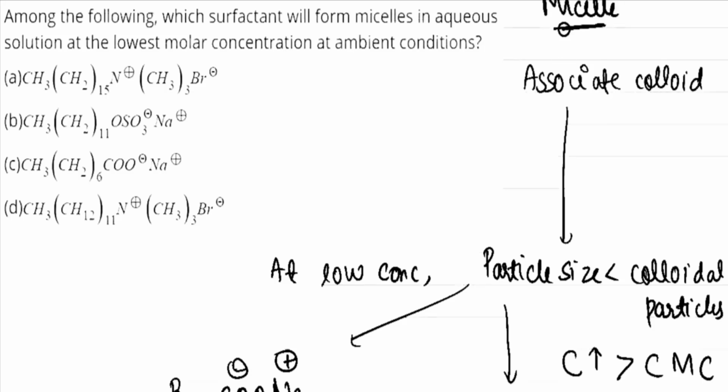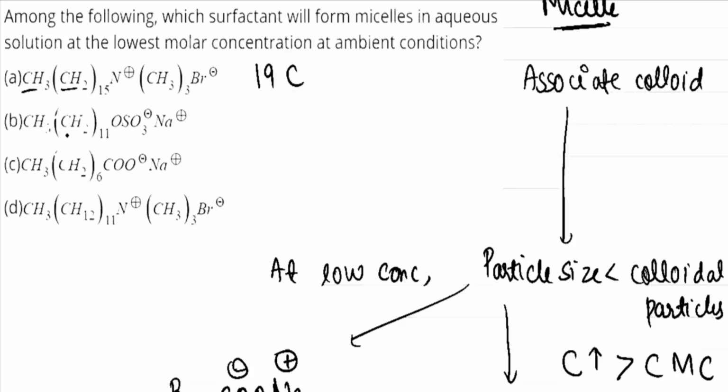Okay, so now in the given options, we will see the surface area of the particle on the basis of the number of carbon atoms. If more carbon atoms are there, we will say that it has more surface area. For the first case, we have 15 carbon plus 1, 16, and plus 3. So here we have a total of 19 carbons.